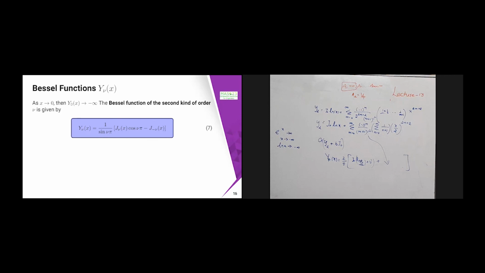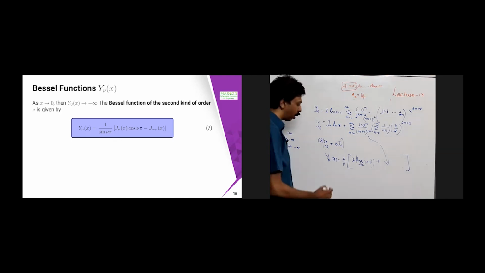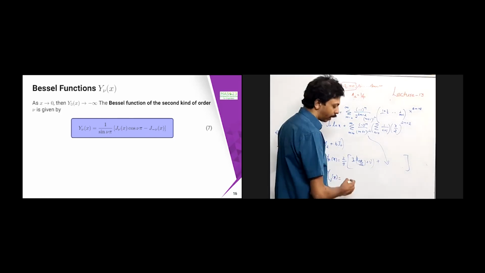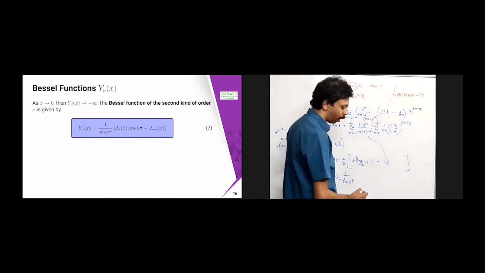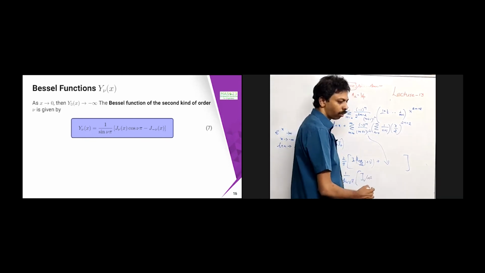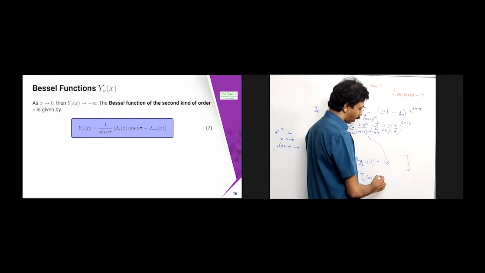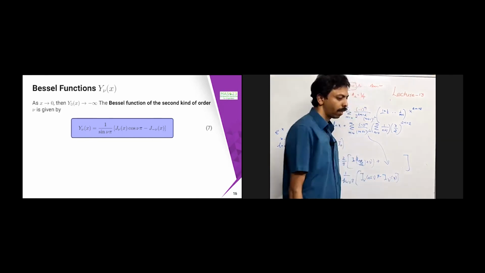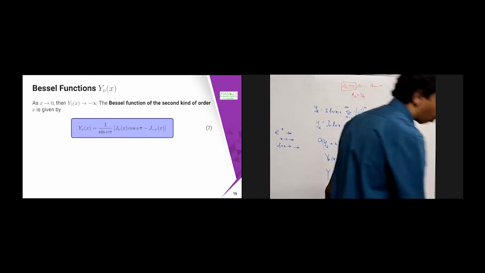So in that case, I can write this in general. The Bessel function of the second kind of order nu can be written in this way: y nu of x is nothing but 1 by sine nu pi, which you can derive. Once again, it's a lengthy process. So j nu into cos nu pi minus j minus nu of x. This is the Bessel function of the second kind of order nu.